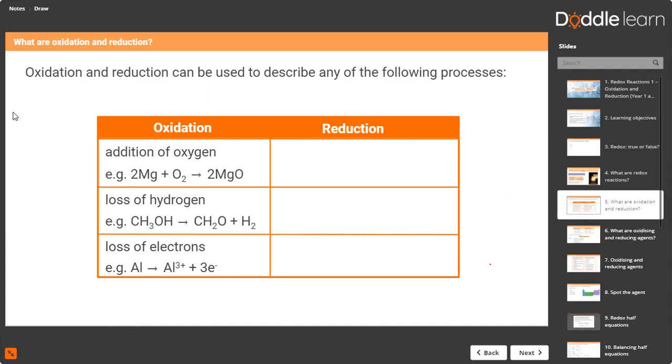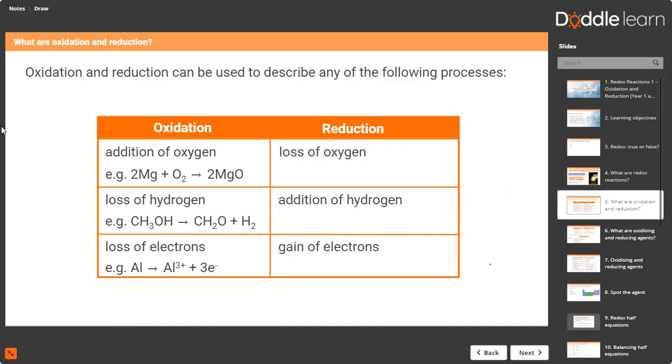For the addition of oxygen, we've got 2 moles of magnesium plus O2 goes to 2MgO. We've added the oxygen to the magnesium, so that is a form of oxidation. We also have a loss of hydrogen: CH3OH becomes CH2O plus H2. We haven't lost all the hydrogen, but we have lost some of it, so that is a loss of hydrogen, and it is also an oxidation reaction. And then finally, loss of electrons: we go from aluminium to aluminium 3 plus plus 3 electrons, so that is a form of oxidation.